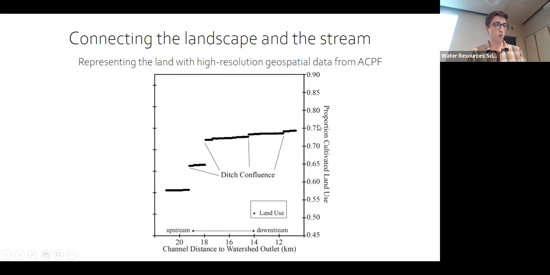What I'm showing here is the proportion of cultivated land use. And you can see this proportion of cultivated land use increases as you move from upstream to downstream. And this increase is most pronounced at these ditch confluences. So you float by a ditch and suddenly your catchment area increases. So you're draining a much larger area in the landscape. That additional area that's draining to that point that we've measured happens to have a higher proportion of cultivated land use. So you see this sharp increase.